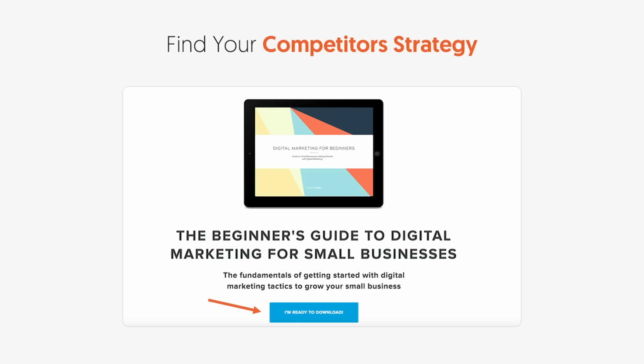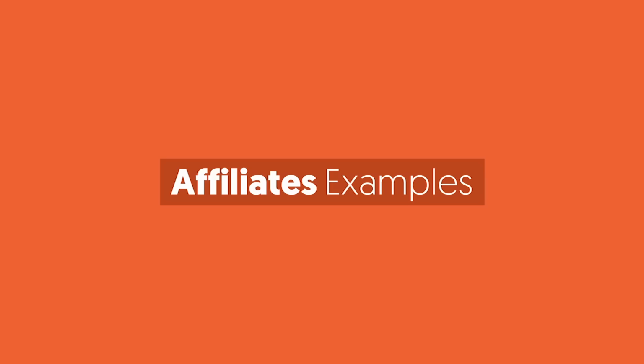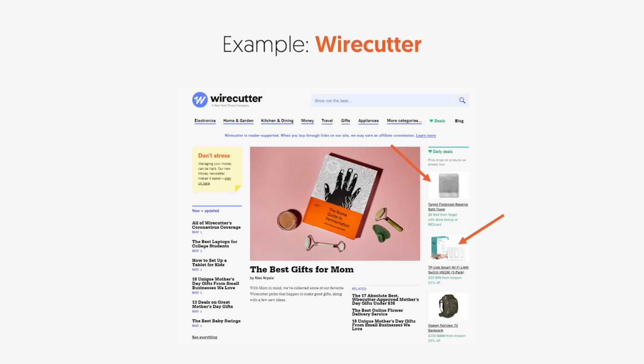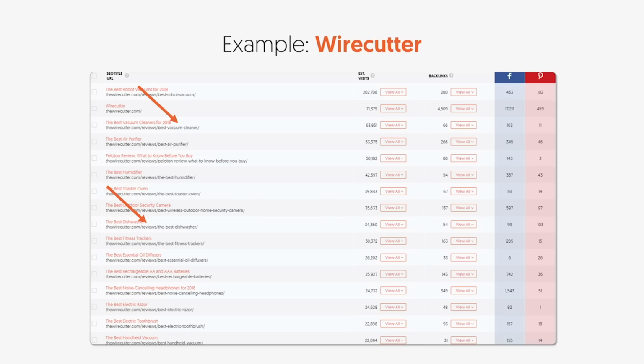So now let's dive a little bit deeper into different examples. Let's start off with affiliates. There's a ton of affiliate sites out there. It's big. A good example of an affiliate site is Wirecutter. They'll write articles on everything out there that benefits people. And you can see this in the Ubersuggest top pages report. You can see what's popular, from the best dishwashers to the best vacuum cleaners.